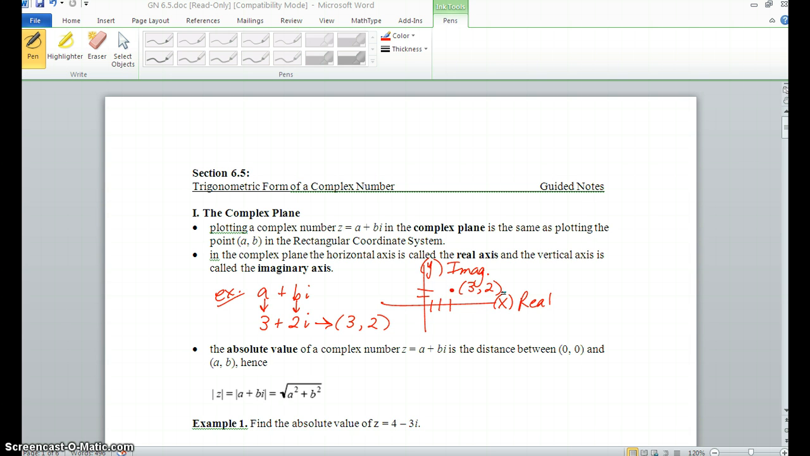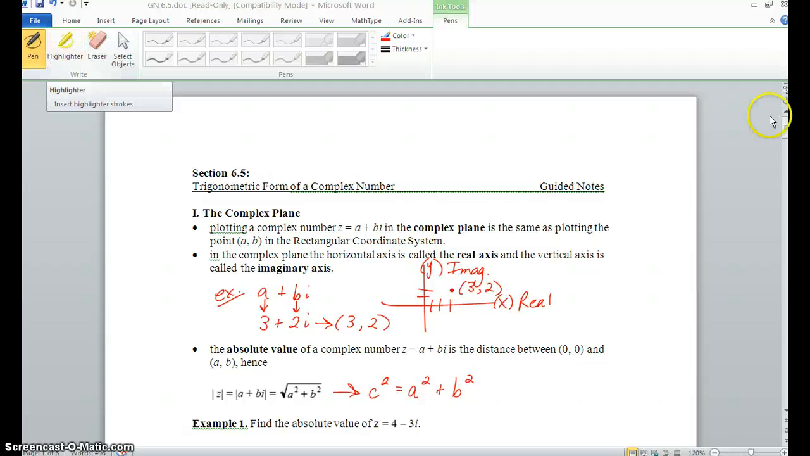The absolute value of a complex number z equals a plus bi is the distance between 0 comma 0 and a comma b. Hence, the absolute value of z is equal to the absolute value of a plus bi, which is equal to the square root of a squared plus b squared. This may look familiar to you guys. For example, let's reflect back and try to think about this formula. If we were to solve for c, we can easily take the square root of both sides. And in turn, in this equation, we're really solving for z.